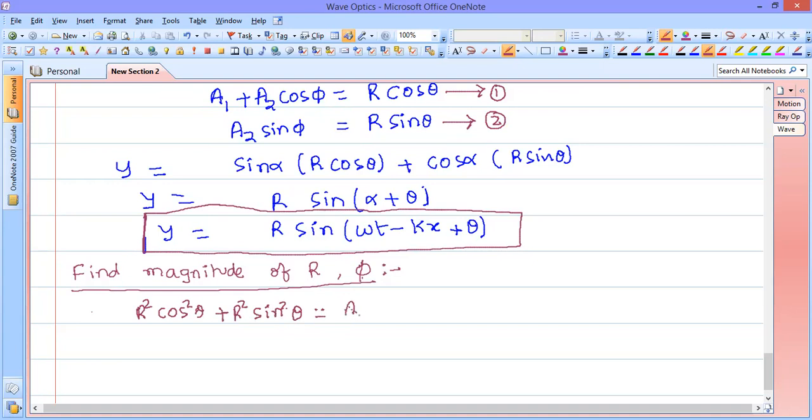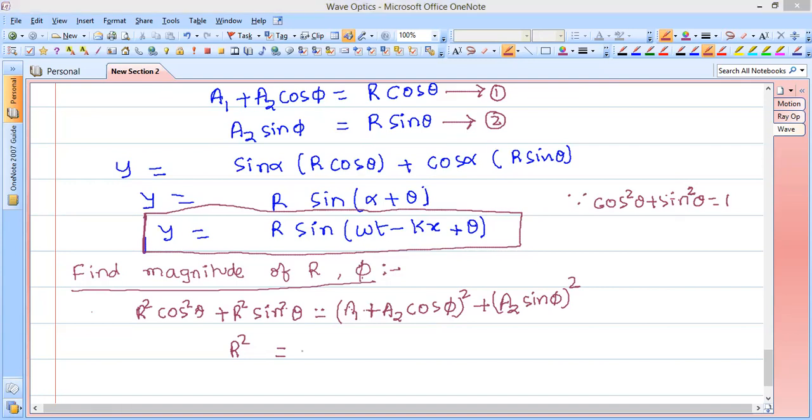Which is equal to A1 plus A2 cos phi whole square plus A2 sin phi whole square. On the left hand side, I will take R square as common, so cos square theta plus sin square theta. I can write as R square, since cos square theta plus sin square theta is equal to 1.